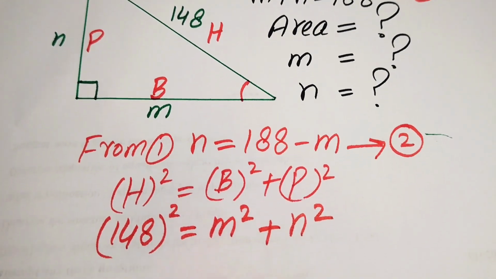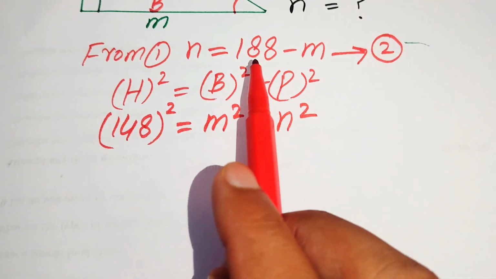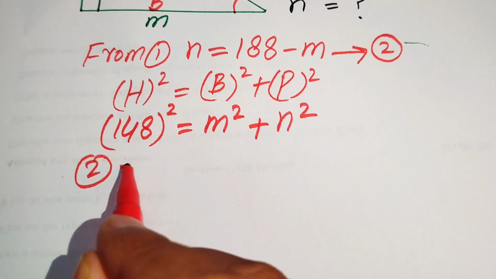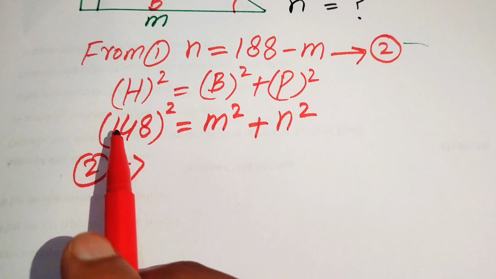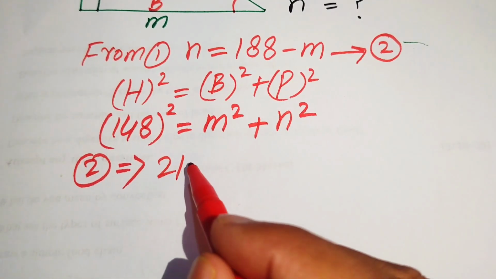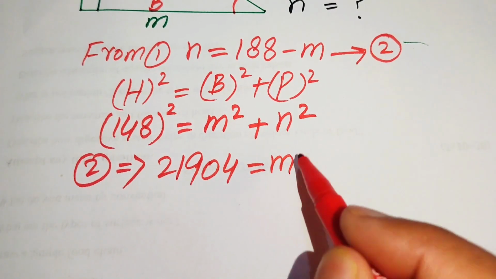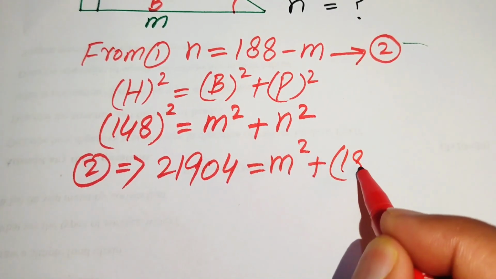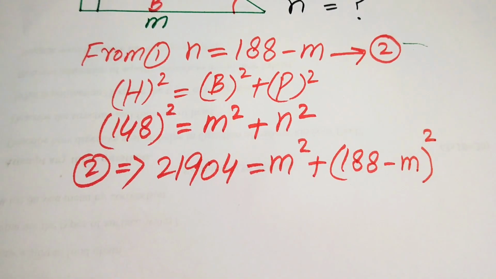Now focus on equation number 2, where the value of n is 188 minus m. So we use equation number 2 here. We have 148 square, and if we open the square of this term, it is equal to 21,904, equals m square plus the value of n, which is 188 minus m, and its whole square.